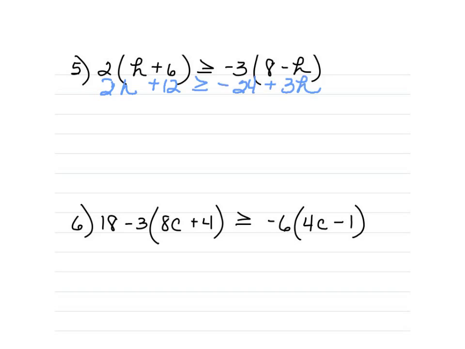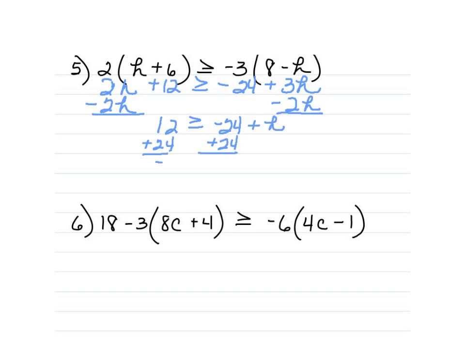Okay, I'm going to subtract 2h from both sides. And I have 12 is greater than or equal to negative 24 plus h. Okay, I'll add 24 on both sides to get h alone. And I have 36 is greater than or equal to h. Rewritten, that would be h is less than or equal to 36. And that's my solution.